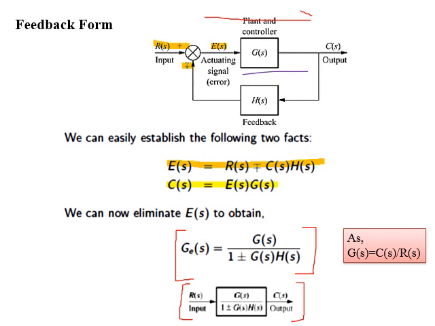Because if you disconnect the feedback path, it will become a single loop which will start with the actuating signal E of S and will end at the output of the feedback system. So in series form, this will be equal to G of S into H of S.